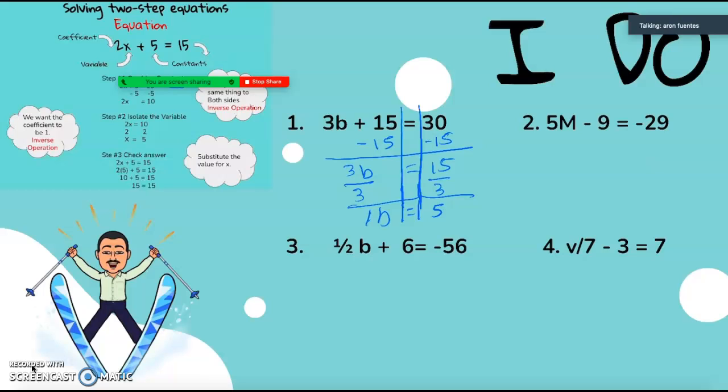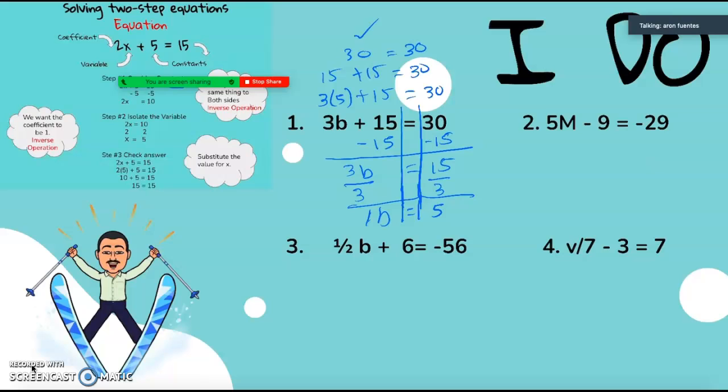Again, I have to check it, and in order to check it, I go back to the original equation and substitute the value in place of the variable, which would be 3 times 5 plus 15 equal to 30. Well, 3 times 5 is 15, plus 15 is equal to 30. 30 is equivalent to 30.